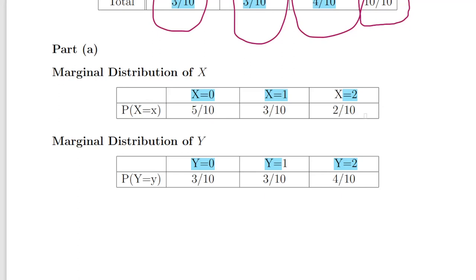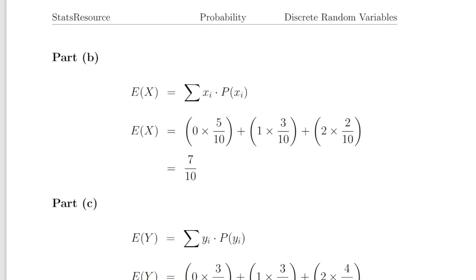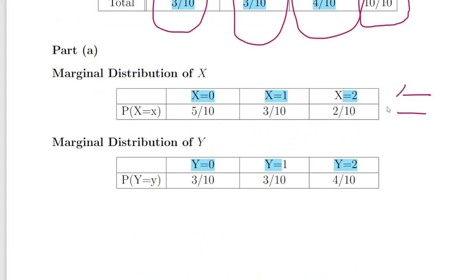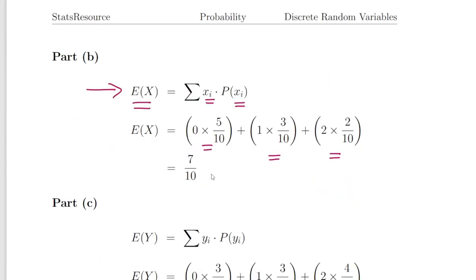So essentially that is part A done, calculate the marginal distribution of x and y. It's a straightforward enough calculation. Now, quick one to finish with. We'll calculate the expected value of x. That is the sum of each of the x values times their probabilities. So 0 times 5 over 10 plus 1 times 3 over 10 plus 2 times 2 over 10, based on this information here. So the value times the probability, multiply them out and add them all up. That works out to be 7 over 10.